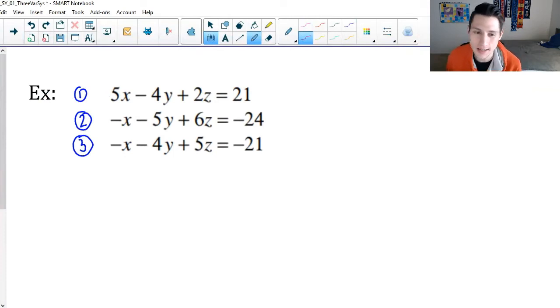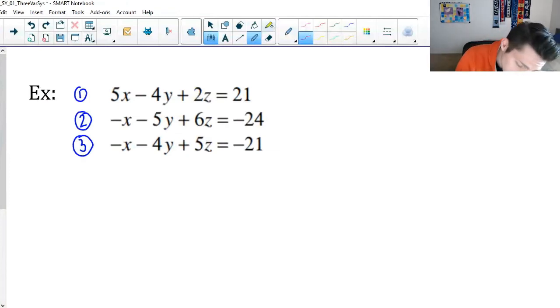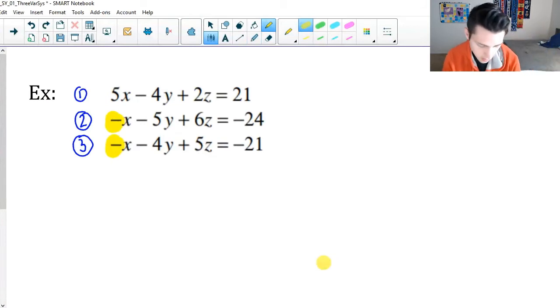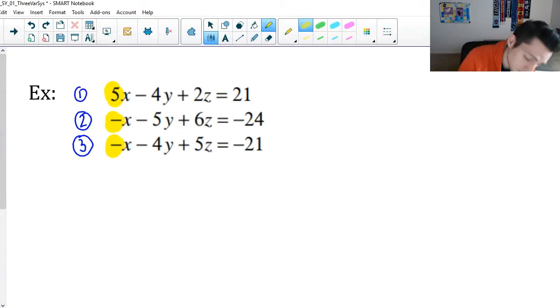For this system, we can start by eliminating any variable. Doesn't matter which one. What do you guys want to start with? What do we eliminate? X, Y, or Z? First response I get, that's the one I'm going with. X, got it. Now that's probably a good choice because if I look at all of my coefficients of x, 5, -1, and -1, pretty easy to work with.